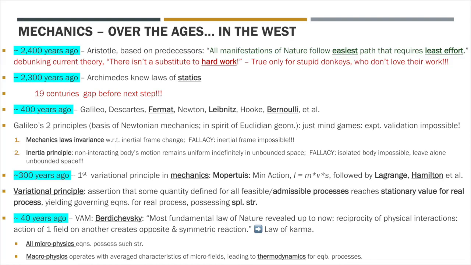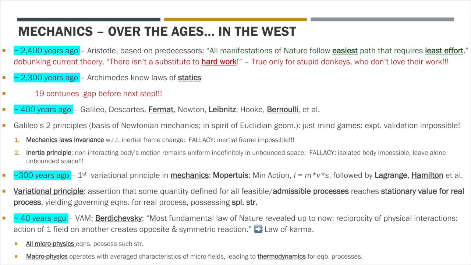The second principle of Galileo, which again forms the basis of Newtonian mechanics, is the inertia principle. The inertia principle says that a non-interacting body's motion remains uniform. So in other words, if a body is isolated, it will remain in a state of rest if it is already in a state of rest, or if it's moving, it will move uniformly the way it was moving. This is Newton's first law, but it was derived from Galileo's second principle. And this happens in an unbounded space and in the absence of interactions.